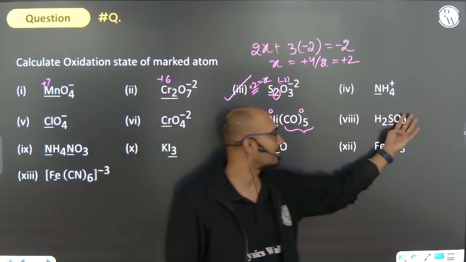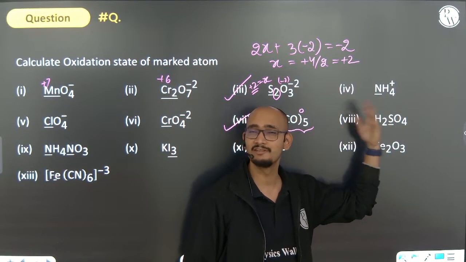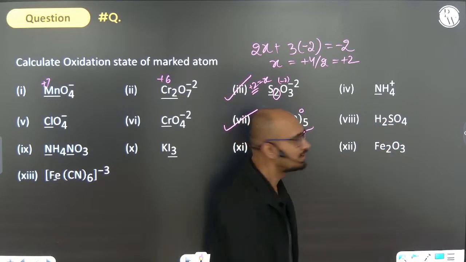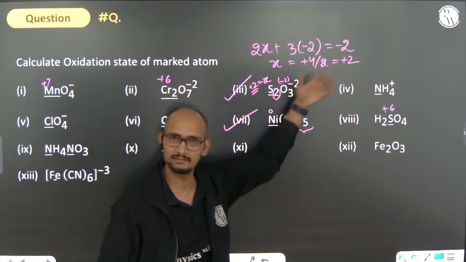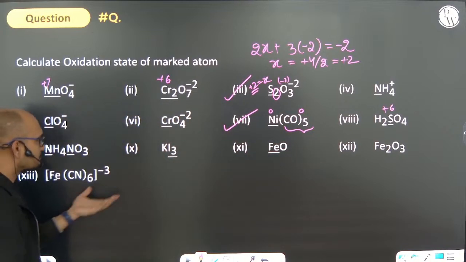Oxygen is -8. Hydrogen is +2. So -8 +2 is how much? -6. Someone has to cancel that -6. For that, how much will be needed? +6. So sulfur has +6. I hope you can do it very easily. You can do it by any rule. Either you can do it like that, or you can think in your head and do it very easily. Not a big deal.